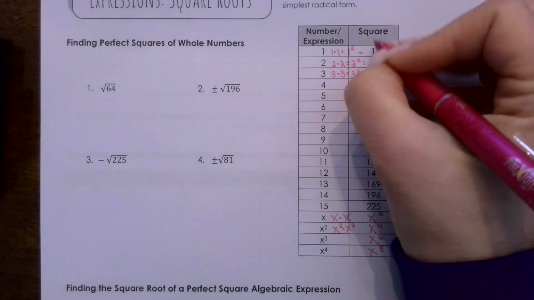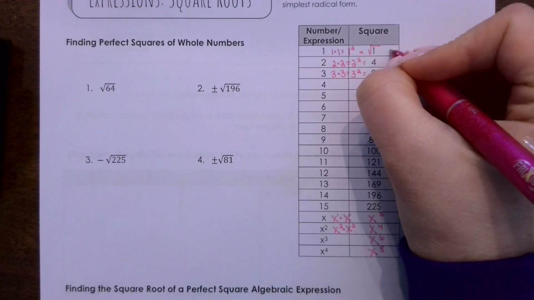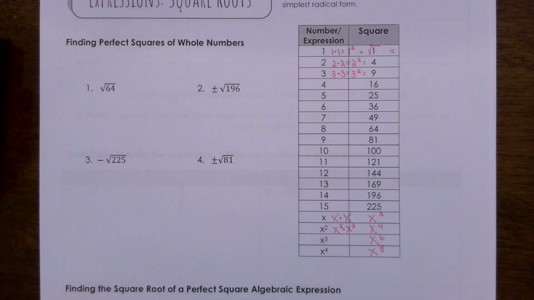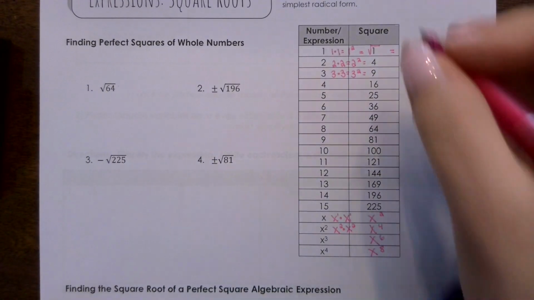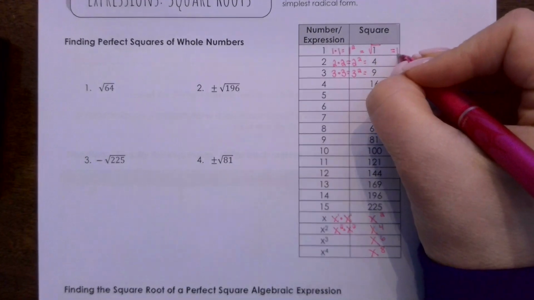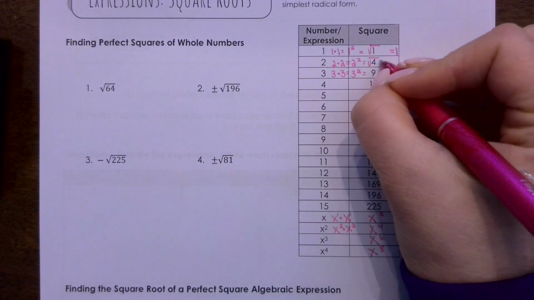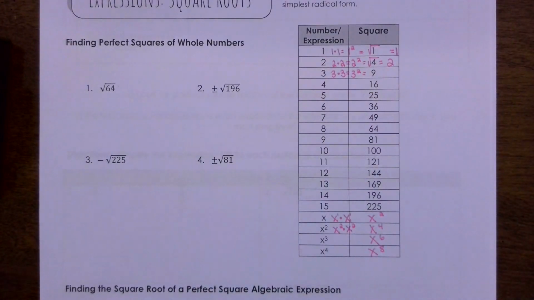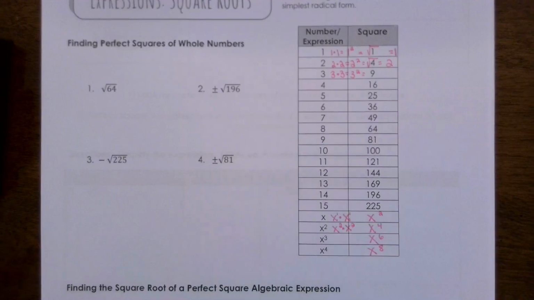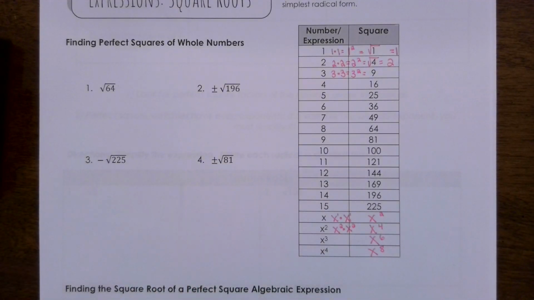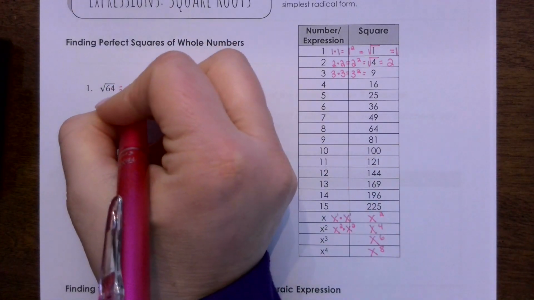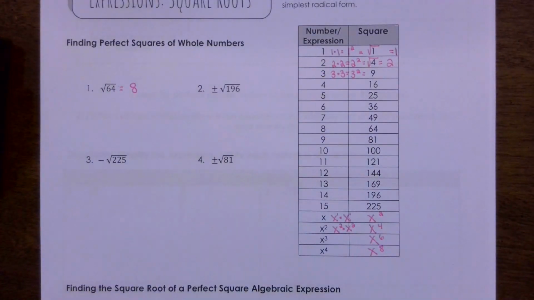What is the square root of 1? Well, it's the number that when multiplied by itself equals 1. And of course, we know that equals 1. What is the square root of 4? 2. And so on and so on. So let's just look at these nice whole numbers and ask ourselves, what is the square root of 64? Well, it is 8.